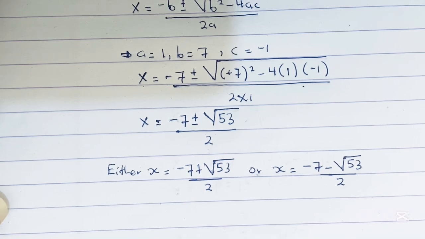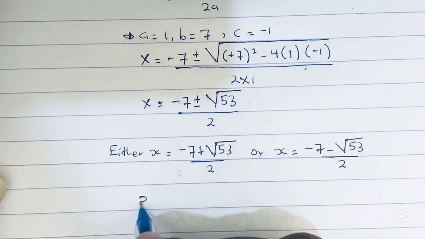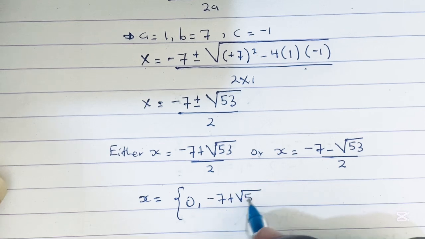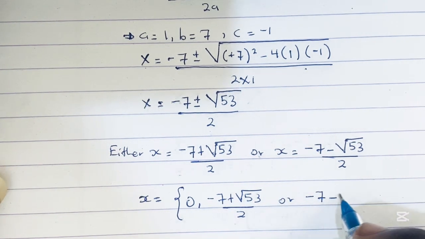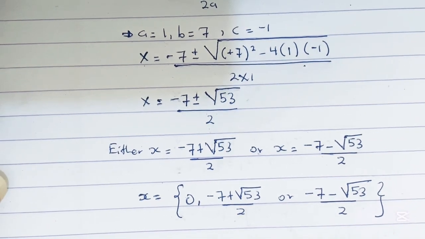So we have got our answers as 0, negative 7 plus root of 53 over 2, and negative 7 minus root of 53 over 2. So therefore x is equal to 0, negative 7 plus root of 53 over 2, or negative 7 minus root of 53 over 2.